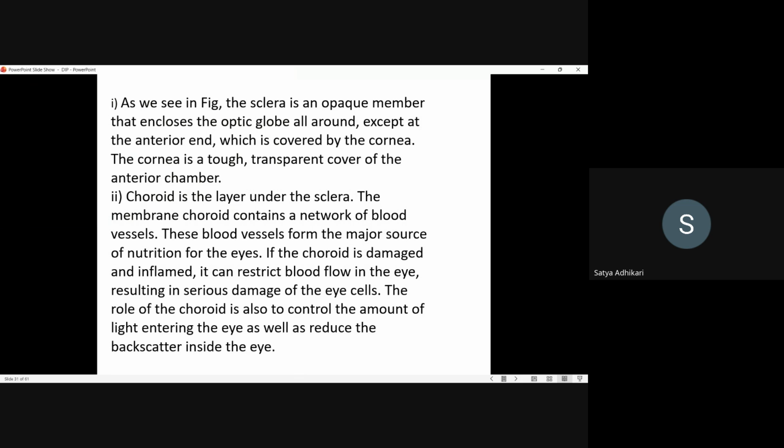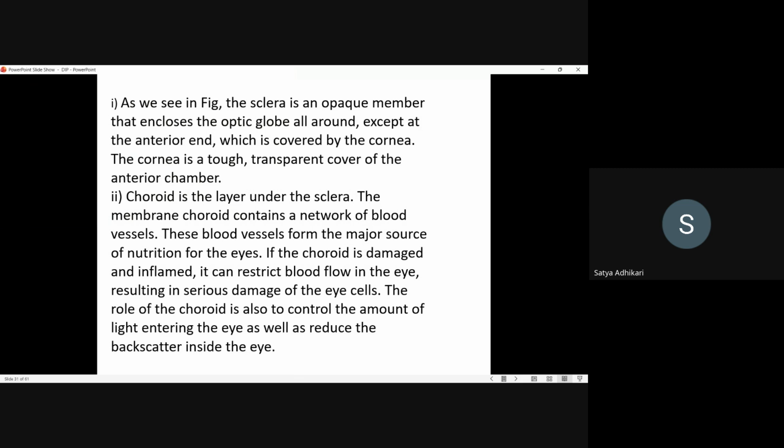If the choroid is damaged or inflamed, it can restrict blood flow in the eye, resulting in serious damage to the eye cells. You may not see if the choroid is damaged. Because it provides nutrition to the eyes, if it is damaged or inflamed, it can restrict blood flow.